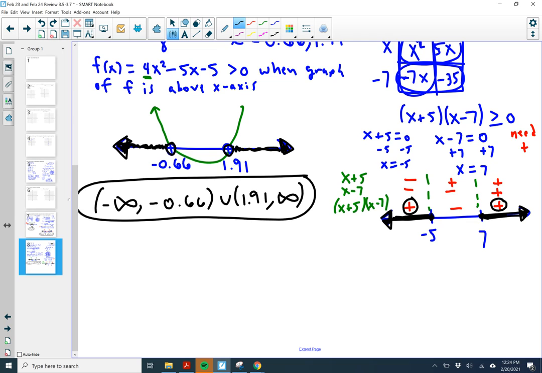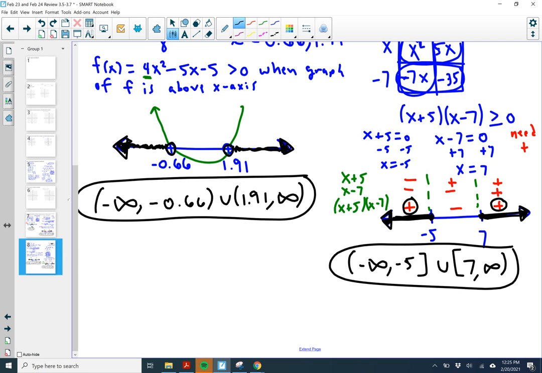There's the graph of our solution intervals. And then to write them in interval notation, we'll go negative infinity to negative 5, union with 7 to infinity. Notice we're using brackets because of the closed circles at the endpoints, and we are done. That's the end of our review.